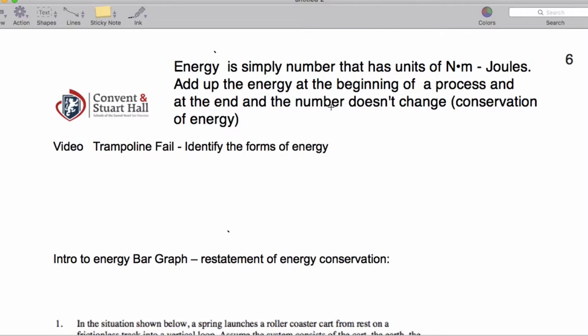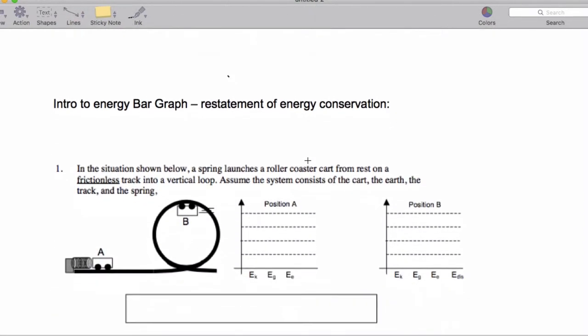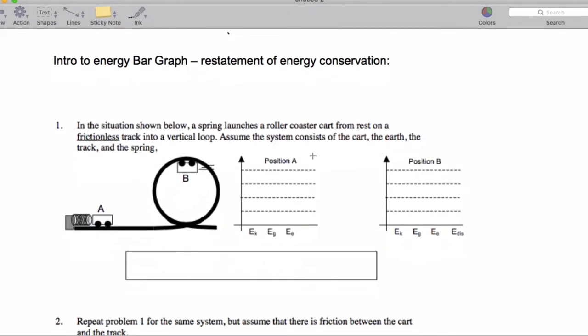That's how we summarize that unit. And the way it works is this. Take a system, add up all the ways of storing energy at the beginning of a process, and then let the system do something, add up all the ways of storing energy at the end. And what you'll find is that at the beginning of the process and the end of the process, that energy number doesn't change at all. It's a conserved quantity.